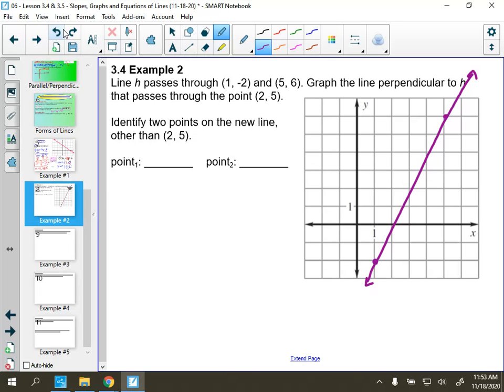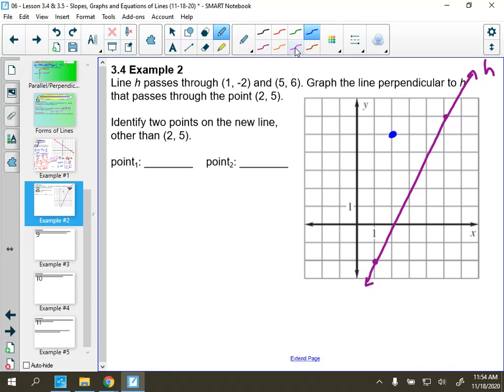So there's line H. We have the graph. We might as well put it on there. Line H passes through 1, negative 2, and the point 5, 6. What we're being asked to do is graph the line that's perpendicular to this line. And it's not just any line, but it has to pass through the point 2, 1, 2, 3, 4, 5. So the line that we're being asked to draw that's perpendicular has to pass through this point.